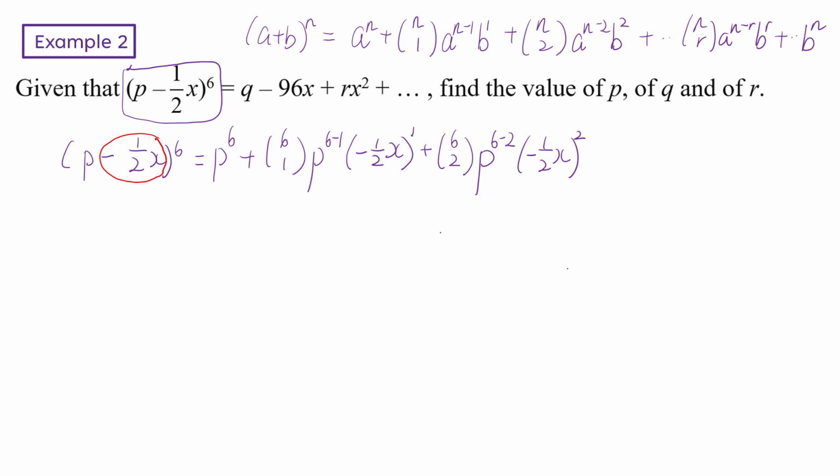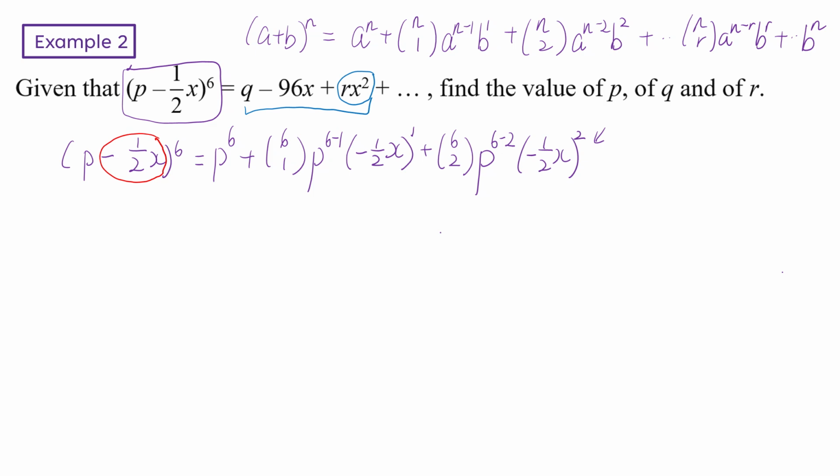2. And when do we know when to stop? If you look at what you're asked to compare with, the expression on the right hand side ends with x squared. So we know that we can just stop here because this will give us x squared. If we continue, the next term will be x cubed, which is not necessary. It's not what we want.